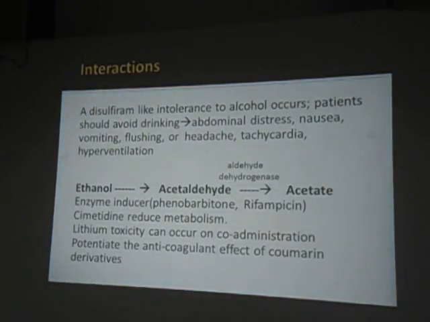So what can happen here? Abdominal distress, nausea, vomiting, flushing, headache, and hypertension are due to the accumulation of the byproduct acetaldehyde. So this can cause problems. Enzyme inducers like phenobarbital and rifampicin can increase the metabolism of this drug. Cimetidine, an enzyme inhibitor, can reduce the metabolism.